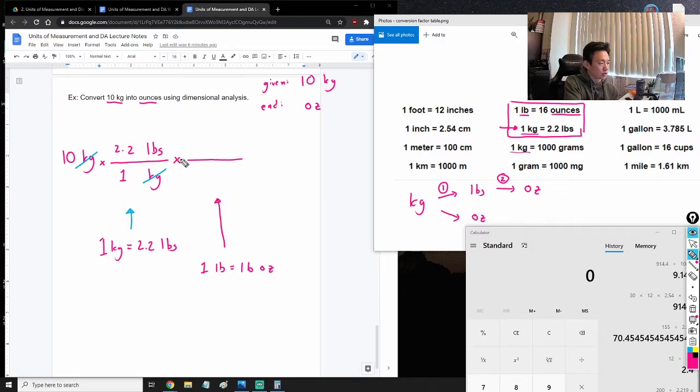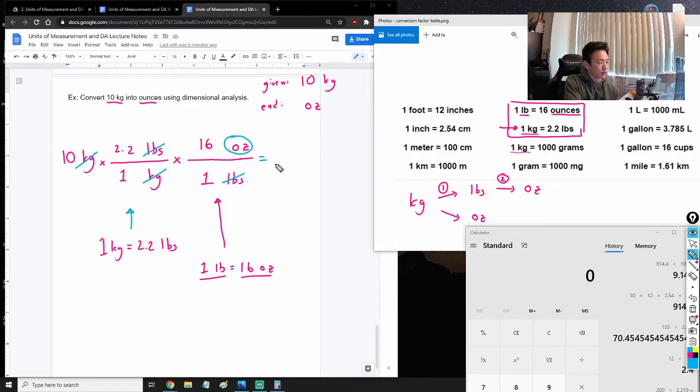So we have pounds on the top, so we're going to put pounds on the bottom so they can cancel out. And then we're going to put ounces on the top because that's what we're looking for. So we have 1 pound equals 16 ounces. So we're going to put 16 on the top so that the ounces can stay with 16, and 1 on the bottom so 1 can stay with pounds. And then the pounds will cancel out. Okay, and now all we're left with is ounces.